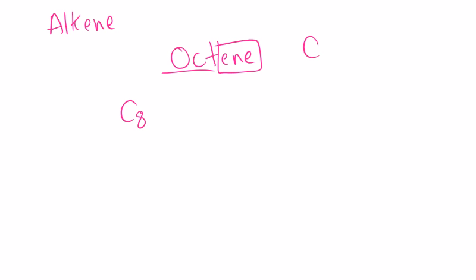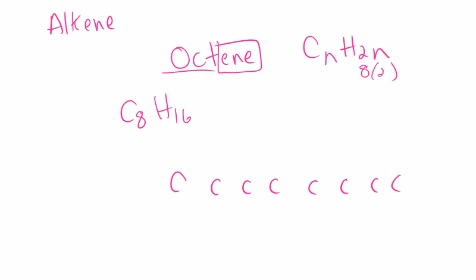Let's go ahead and take a look at another alkene. Let's look at octene. Octene, oct tells us that there are 8 carbons, C8. Ene tells us there's going to be a double bond somewhere. Remember our formula. So 8 times 2 is 16 hydrogens. So as we go to draw this, we're going to run into a little issue. There's 8 carbons. How do I know where this double bond is located?